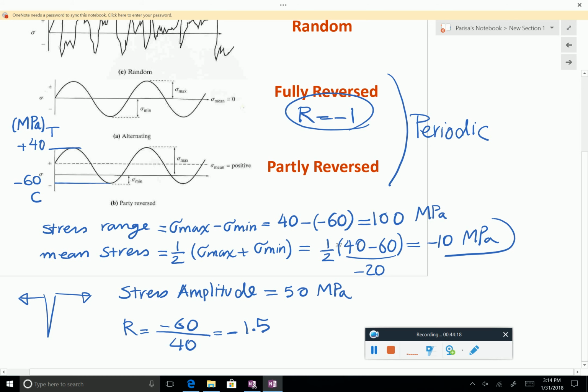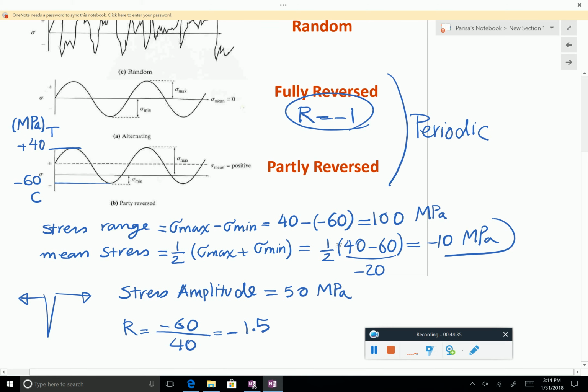That means it goes to positive, negative, and that's a really bad kind of loading, because it puts the structure into these cycles of positive and negative, and it facilitates failure. These are the definitions. Does everyone have this written?